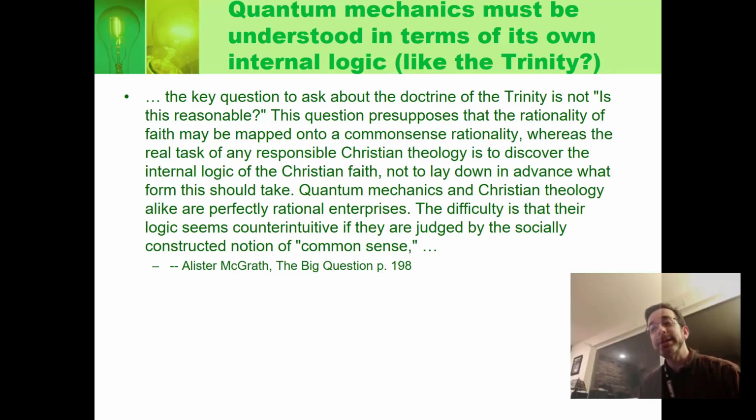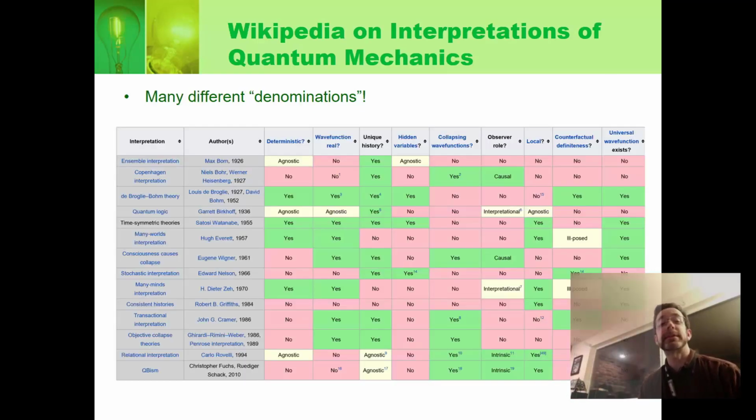Quantum mechanics and Christian theology alike are perfectly rational enterprises. The difficulty is that their logic seems counterintuitive if they are judged by the socially constructed notion of common sense. It's the common sense that's the issue when you're dealing with something that's very distant from your own experience. God is very distant in one direction, electrons are very distant in another direction. And in fact, it's kind of funny. If you look at quantum mechanics, there was a talk that I went to at a conference once that made this point.